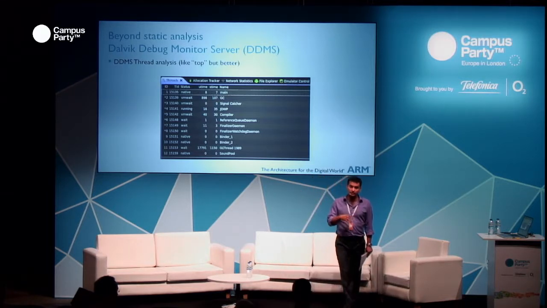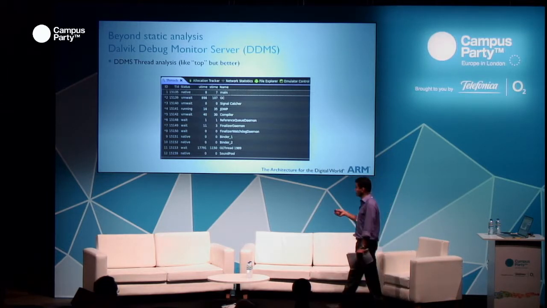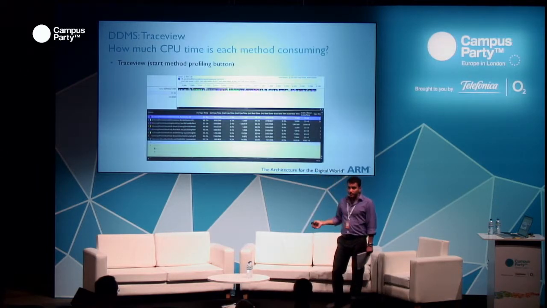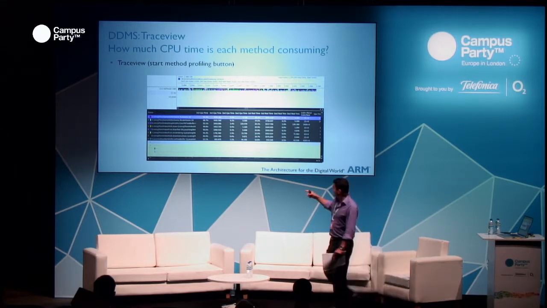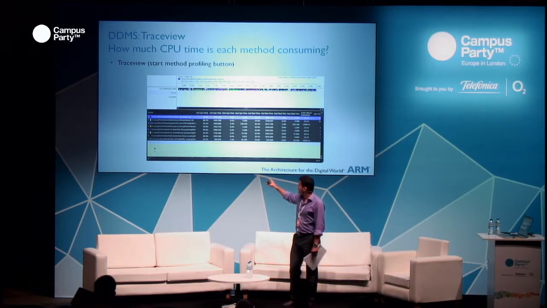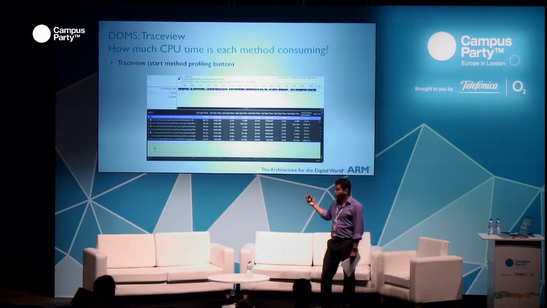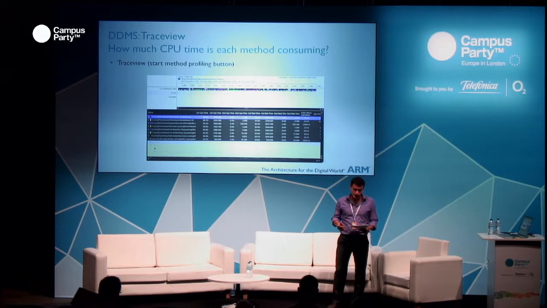You really want to dig down and see why it's taking so much time. Is there anything you can do? Can you basically improve this in any way? So what you'll use is TraceView. With TraceView, what you can do is you have a list of threads with functions. So you'll be able to see actually what functions within each thread are consuming the most CPU time.